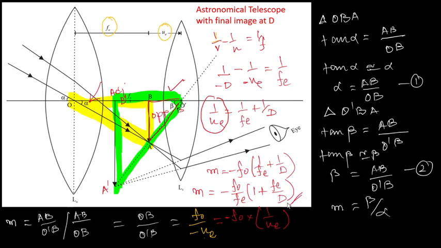So this is the final formula for the magnification of astronomical telescope with final image at the least distance of distinct vision. Okay, and the magnification will increase because the FE is less than that of FO. The FO, that is focal length of the objective lens, is greater than that of the eyepiece. Okay.